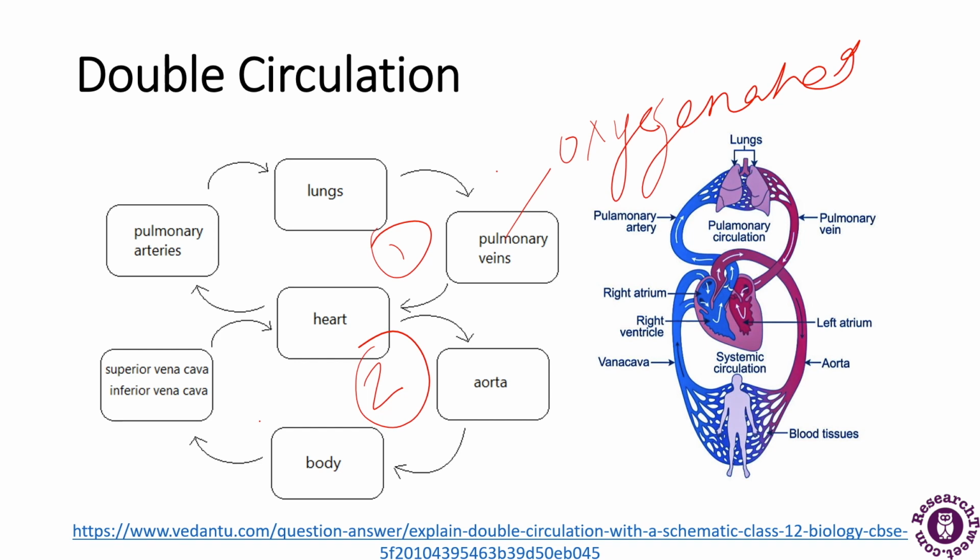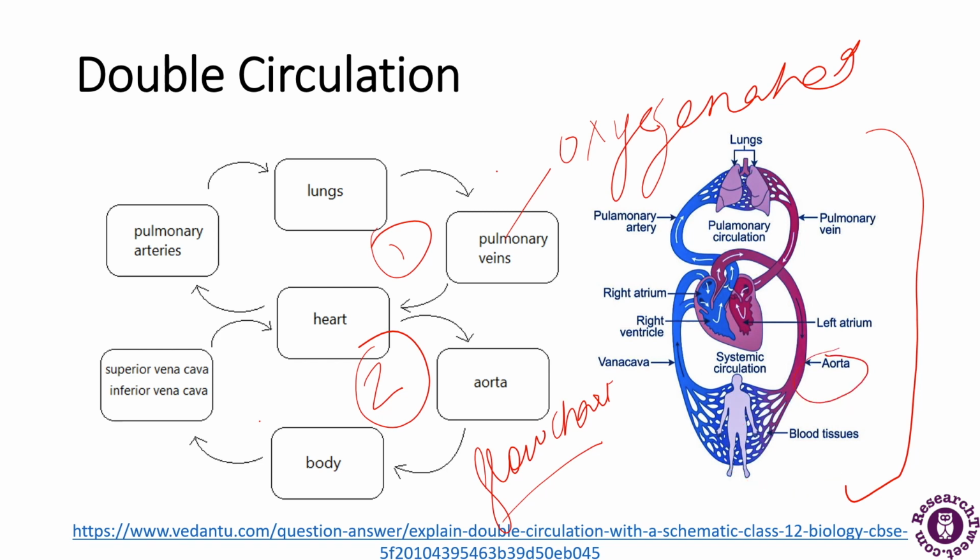So this is the double circulation. Here it is with the diagram. This is a simple flow chart being represented here, and this is the picture of the heart and the labeling of lungs, pulmonary veins. All these have been depicted here, to the body tissues, to the aorta. All this has been represented here.